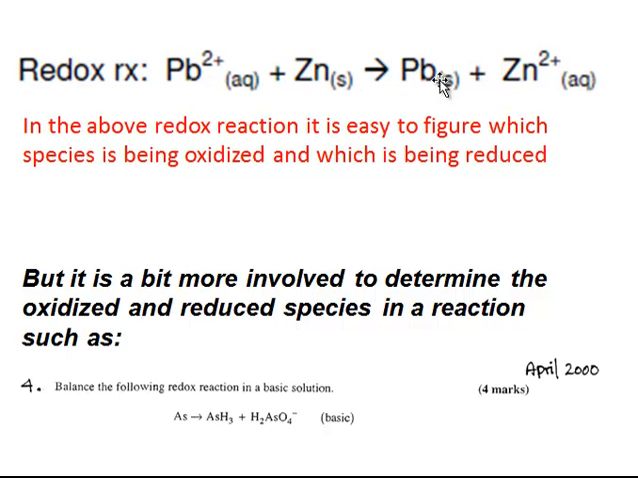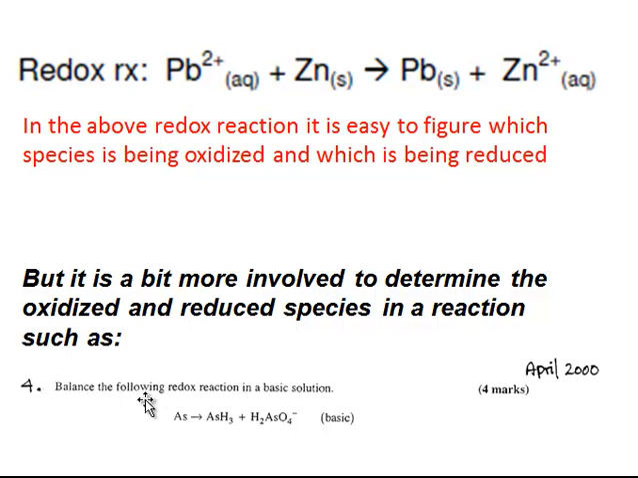So we can see that the oxidation number has reduced, so we can tell that lead is reduced. And we can see the zinc has a charge here of 0, and over here it has a charge of 2 positive. So the charge has increased, and we can say that it's been oxidized. In other words, it lost electrons. So when it's an easy reaction like this, it is pretty easy to figure out which species is getting oxidized and which species is getting reduced.